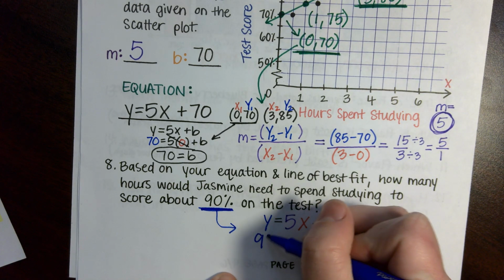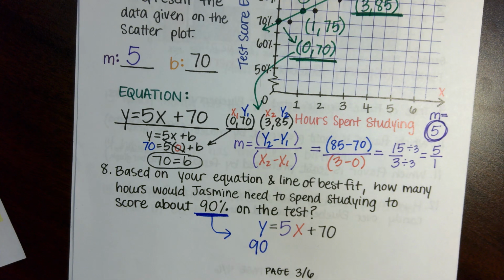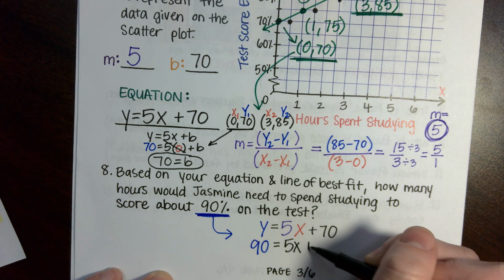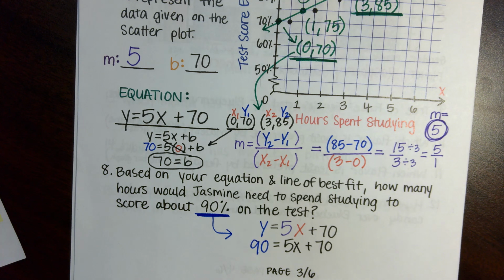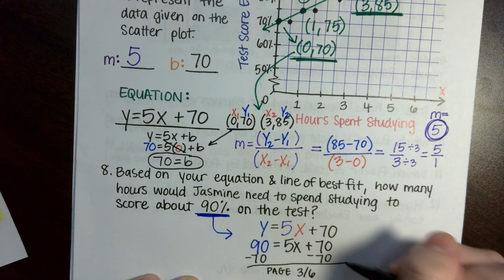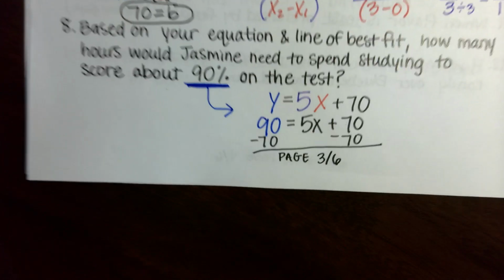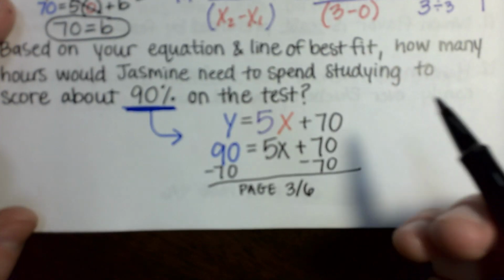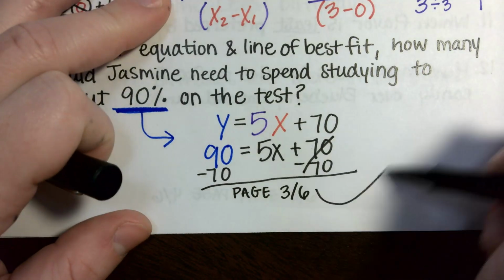Is anybody confused about why we're putting 90 in the y spot instead of the x? Okay, good. So what variable are we solving for? X. All right, how are we going to do that? Subtract 70 from both sides. Okay, let me move this camera down so y'all can see a little better. Running out of space. What happens to my 70s? They cancel.